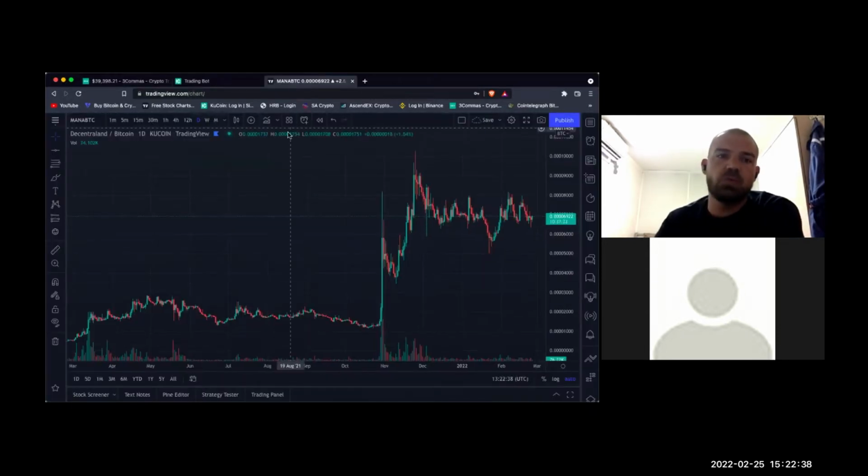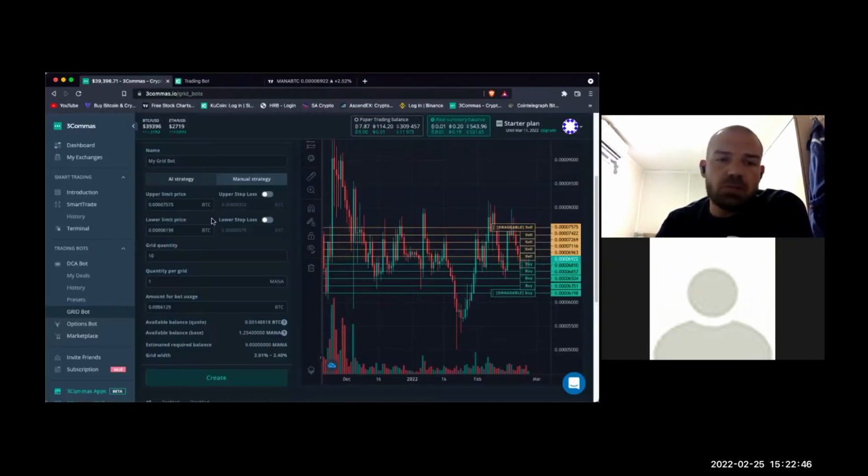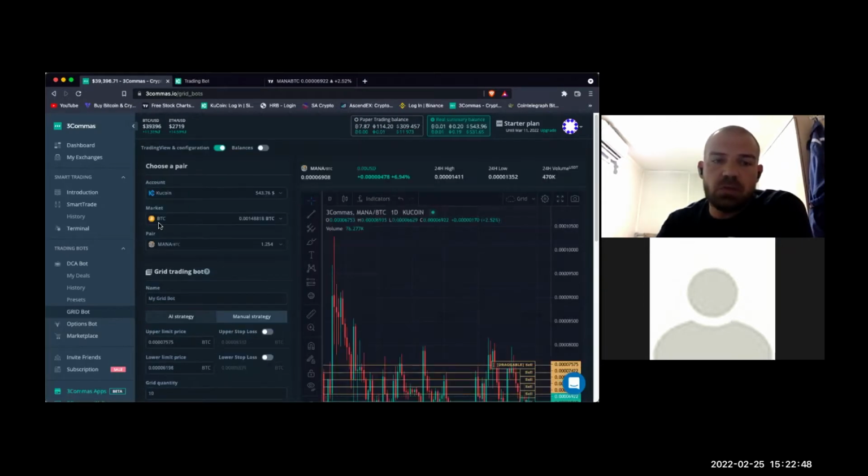So one of the biggest questions I got is, how do I decide my upper and my lower limit? As you see on 3commas, I've got BTC running on KuCoin that's connected via API. You can connect 3commas to several exchanges through an API. And I'm running Mana BTC pairing.